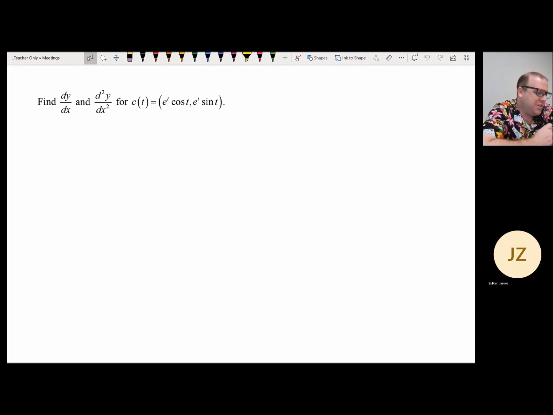Now looking at the curve, e to the t cosine t, e to the t sine t. We want same thing, dy/dx and d2y/dx2. If I remember correctly, this curve is actually very boring. Even though it looks like it'd be interesting, it's not.